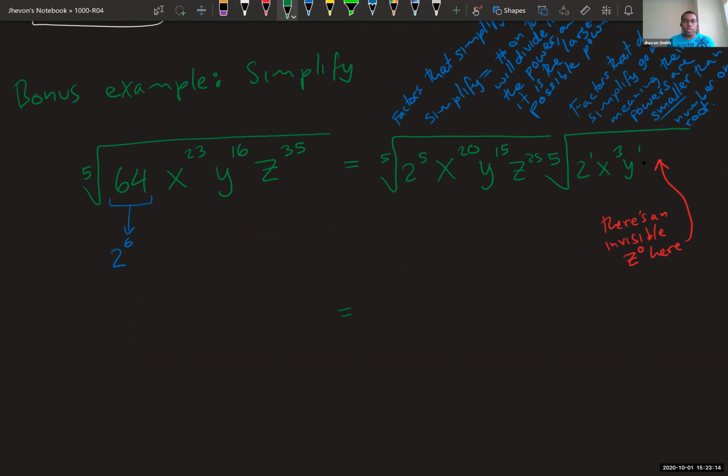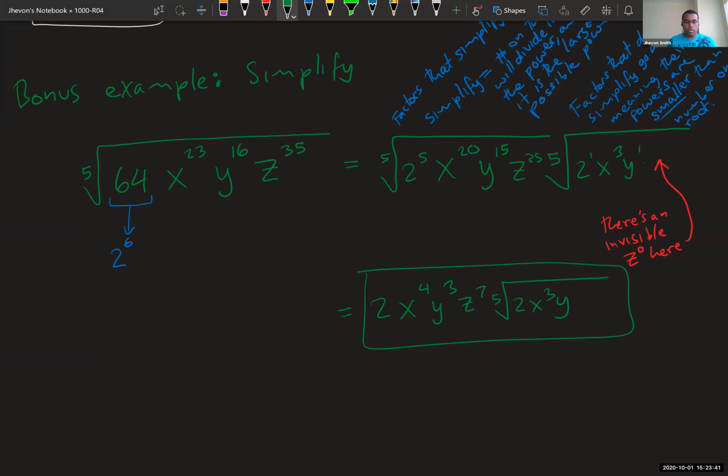How do you take the 5th root? Just remember the 5th root is just the 1/5 power. So I'm just going to go through and multiply all the powers by 1/5. And then this radical here is left over. That's the 5th root of 2x cubed y. And that would be the simplification.